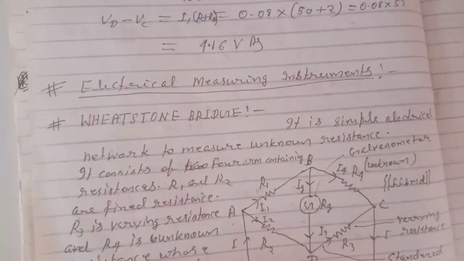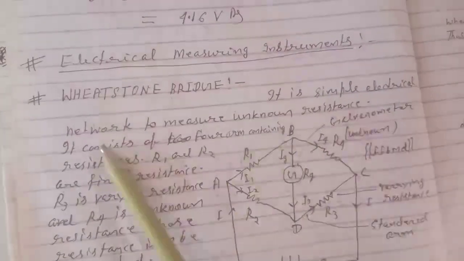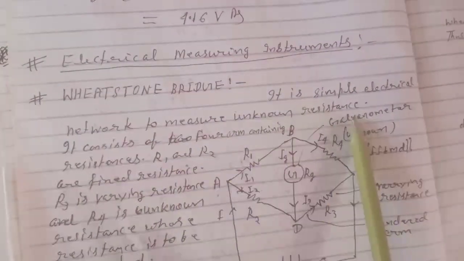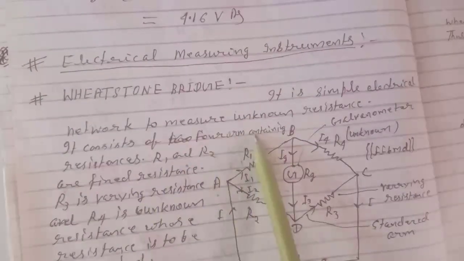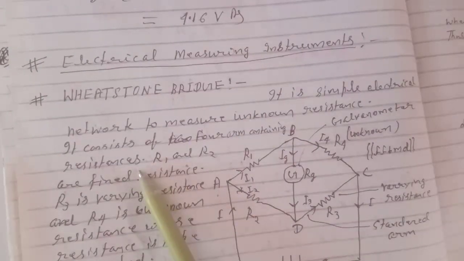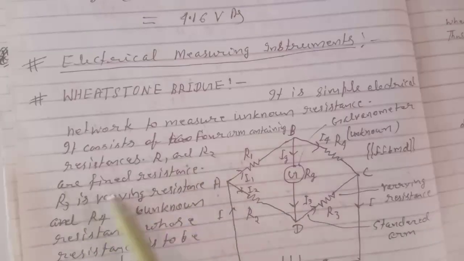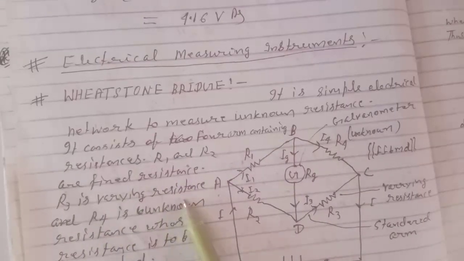Next topic is electrical measuring instruments. First one is Wheatstone bridge. It is a simple electrical network to measure unknown resistance. It consists of 4 arms containing resistances. R1 and R2 are fixed resistances, R3 is a varying resistance, R4 is the unknown resistance, whose value is to be calculated.